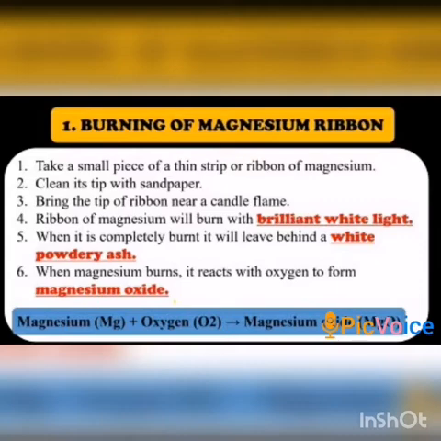So when magnesium burns, it reacts with oxygen to form magnesium oxide. It is a chemical reaction, children. What do you mean by chemical reaction? Two or more substances react with each other and form a new product. In this chemical reaction, chemical change takes place. The reactants react with each other and form a new product.